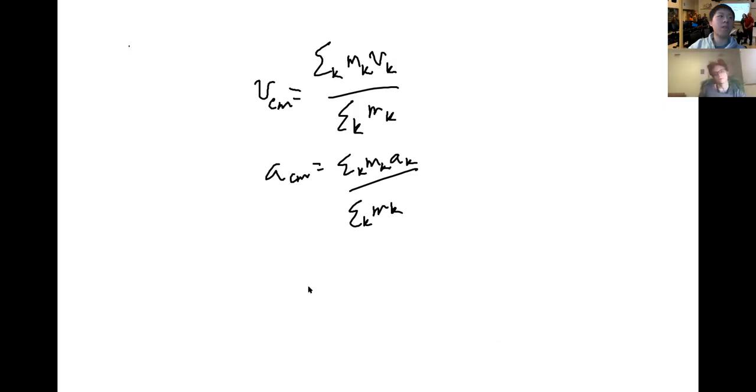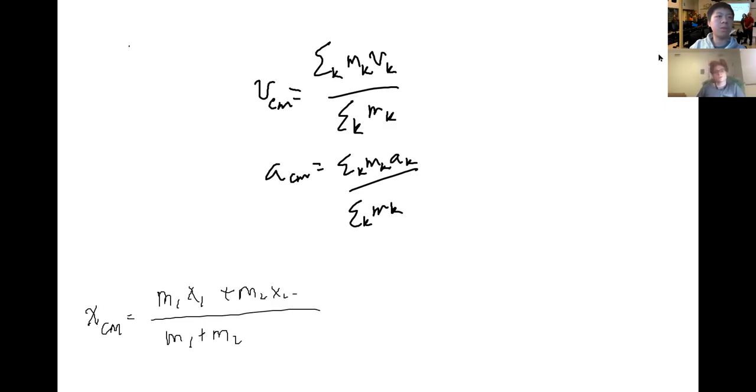So remember what sum means. We'll just worry about the x velocity and the x acceleration, because you can extend it to multiple dimensions and it would be the same. So the x position of the center of mass is equal to m1 x1 plus m2 x2 and so on, over m1 plus m2 plus dot dot dot. Right. So what can we do to the numerator?